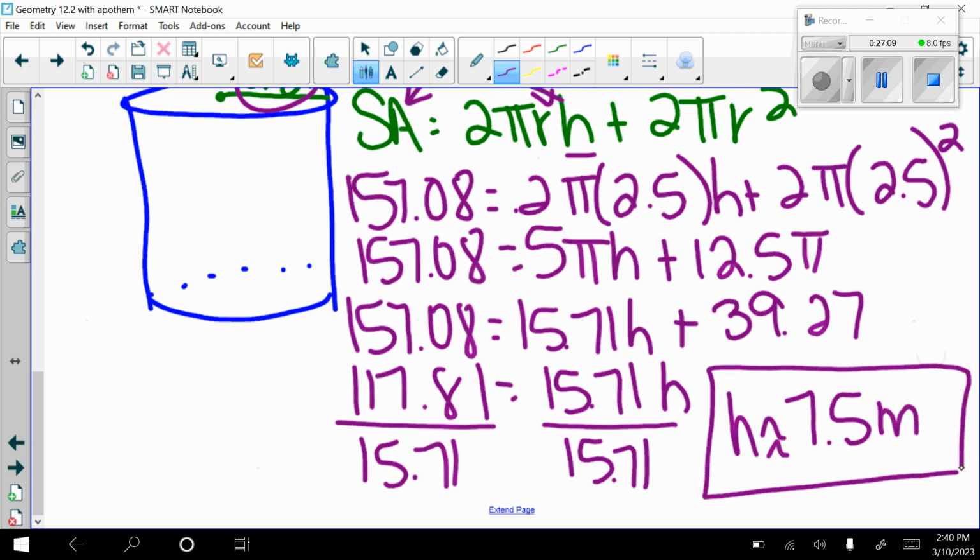All right, so that was section 12.2, lateral area and surface area of prisms and cylinders, along with how we find the apothem. I know that seemed like a lot, but it wasn't too bad.